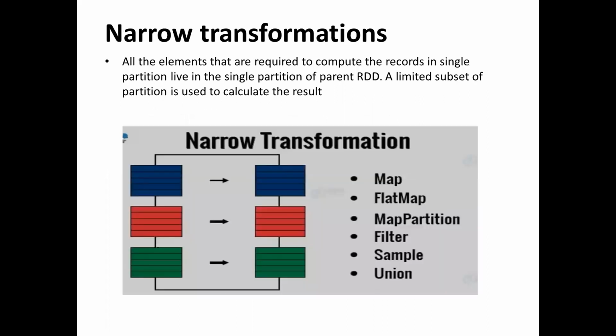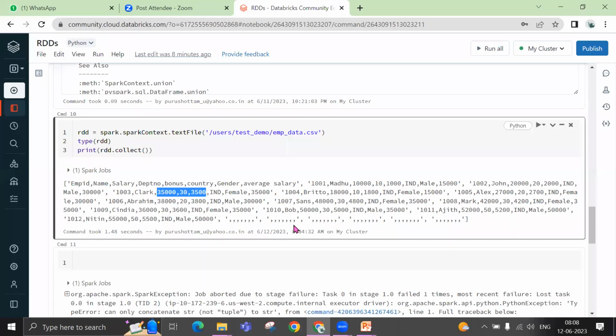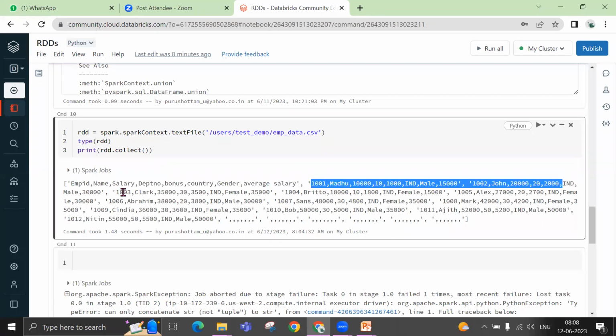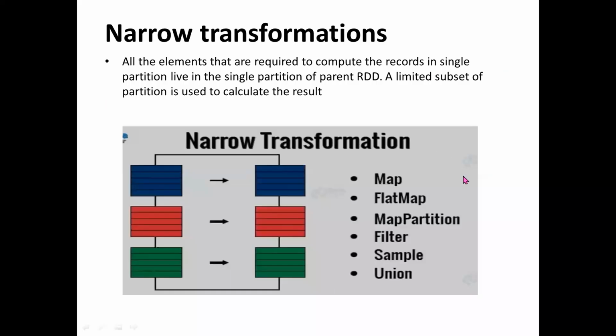Okay, so now what are the different transformations available? How do I transform this data? It looks like a list of values, for example, this is one and this is one. How do I transform this data to make it meaningful? That is where there are two kinds of transformations you can apply on RDDs.